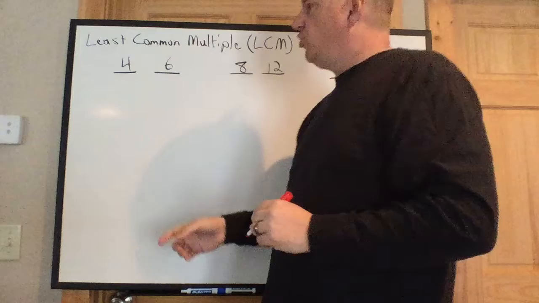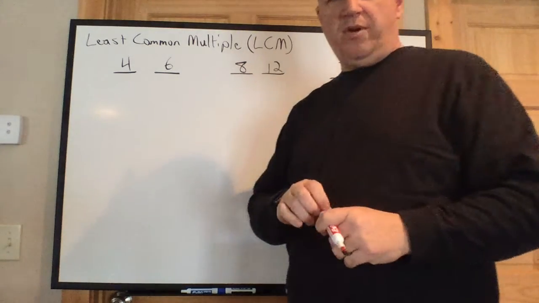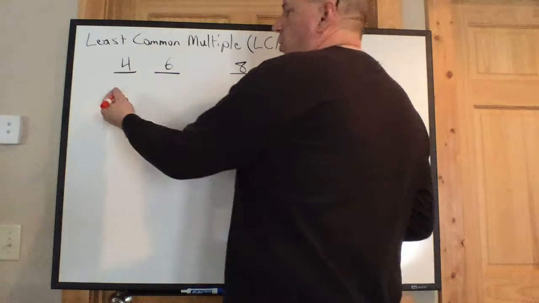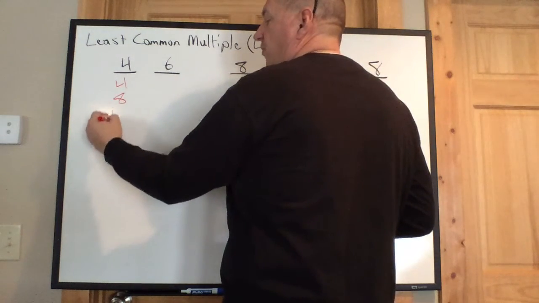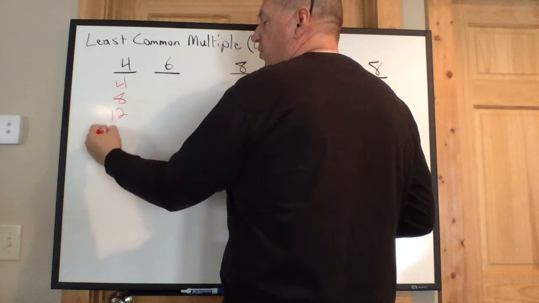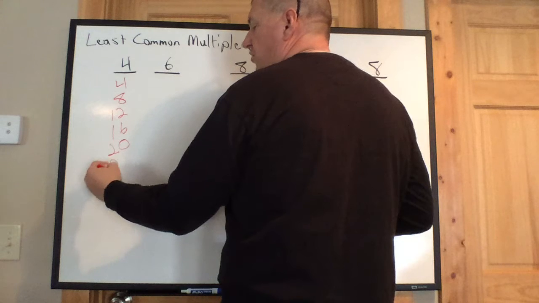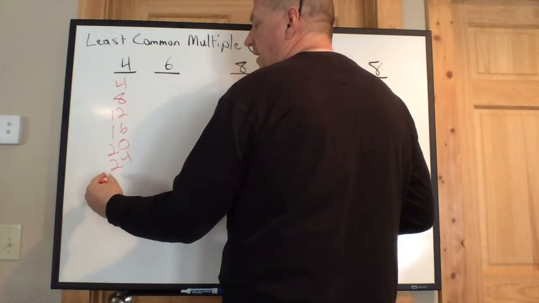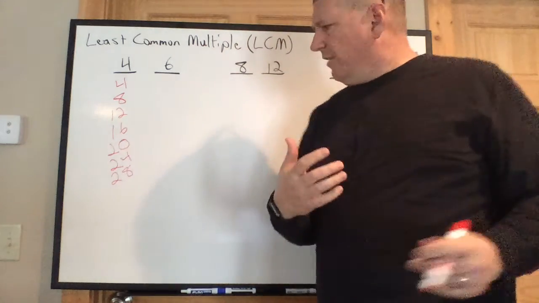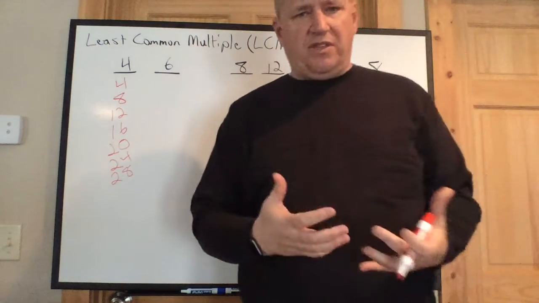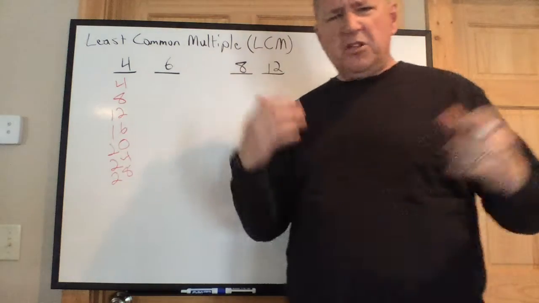So let's look at our first set of numbers, 4 and 6. So we look at our multiples. 1 times 4 is 4, 2 times 4 is 8, 3 times 4 is 12, 4 times 4 is 16, 5 times 4 is 20, 6 times 4 is 24, and 7 times 4 is 28. I like to list out at least 6 or 7 of each of these numbers to help me with my multiplication facts as I go through this. So it helps keep me sharp with those.